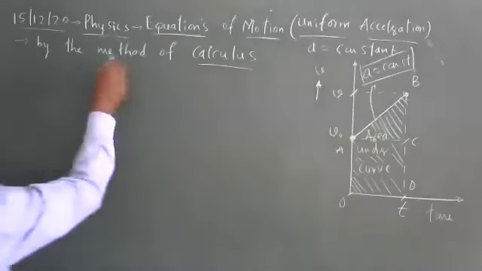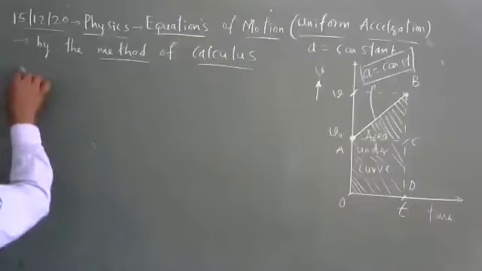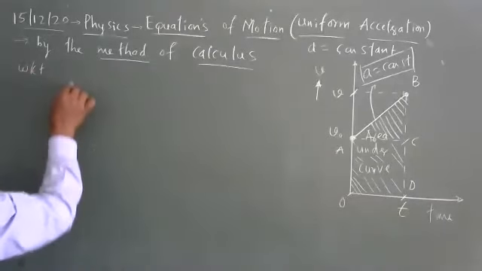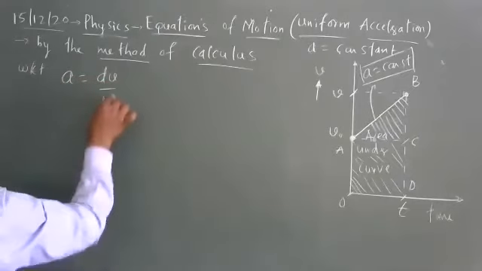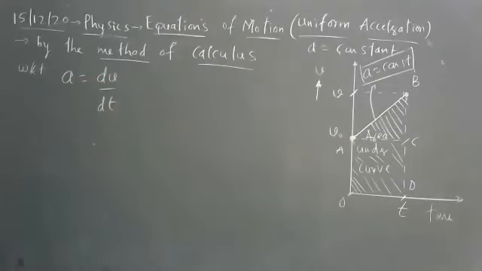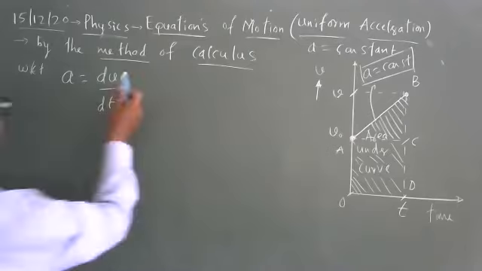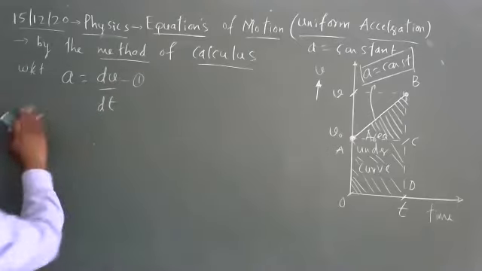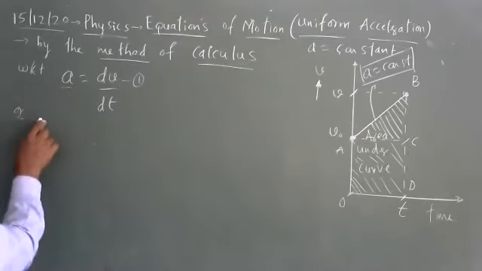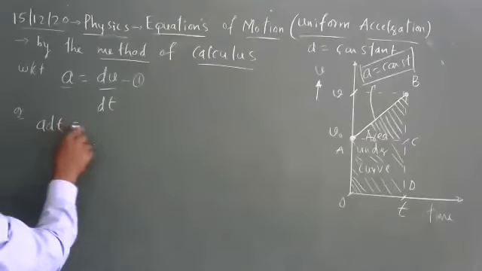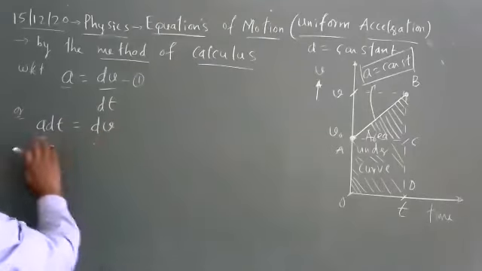Of course, what is the method? We know that acceleration is defined as the rate of change of velocity, dv by dt. Call this equation 1. I can modify it: acceleration into dt is multiplied, a dt equal to dv.